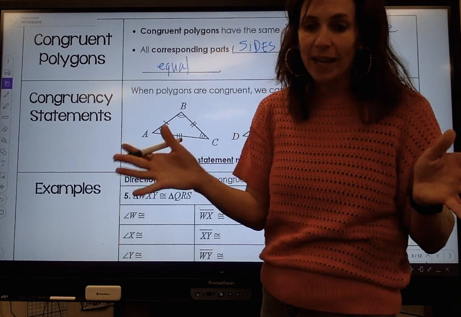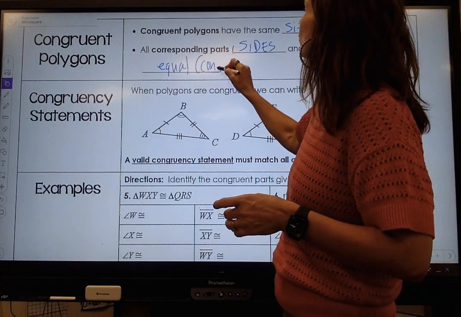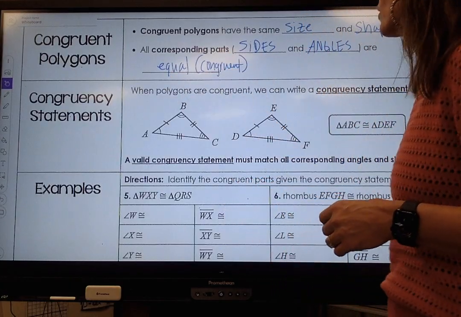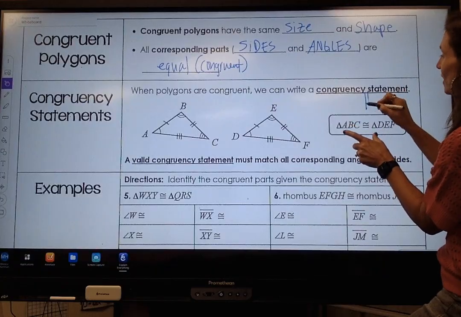Okay, so they're going to be the same in both of those. And they're equal, also called congruent. The measurements are equal, but the figures are congruent. So if you look at this, this is called a congruency statement.